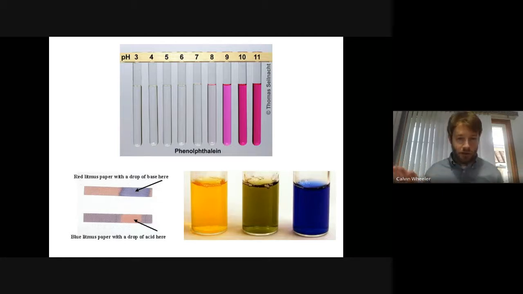There's nowhere in between at all. If you want to test for an acid, you need the blue litmus paper. Dip the blue litmus paper in acid, it turns red. If you dip it in the base, nothing happens. So blue litmus paper tests for acids, it'll turn red. Red litmus paper tests for bases, it'll turn blue.